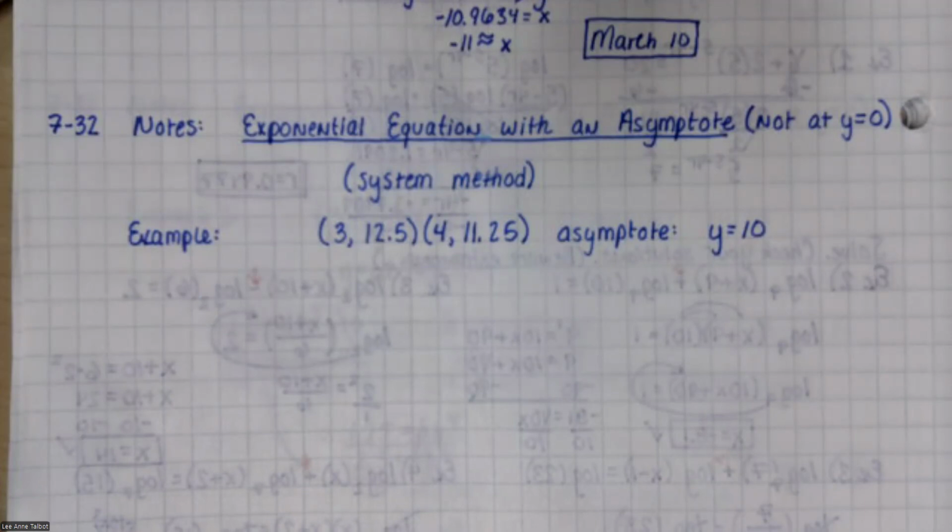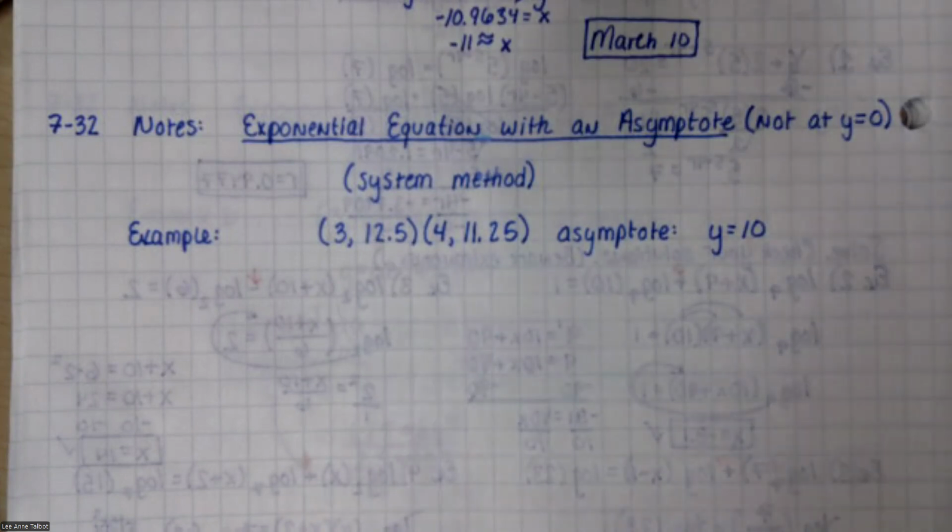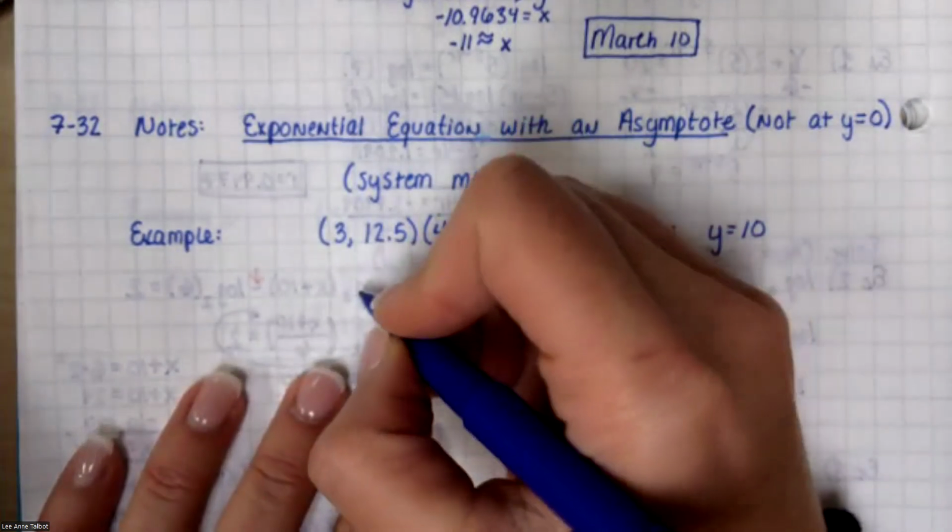So I don't love the system method, I gotta be honest. I think it's fancy and sophisticated, but I don't like it. But I'm gonna show you both methods and then you get to choose which one you like better. And you have to decide and you have to tell me which one you like better. It's required.